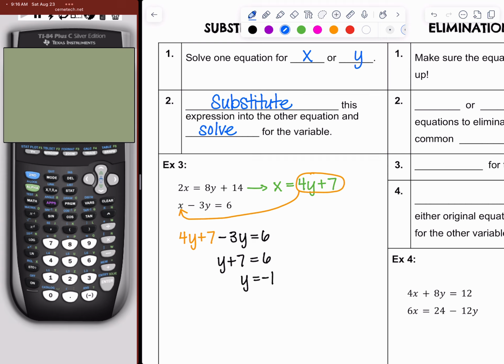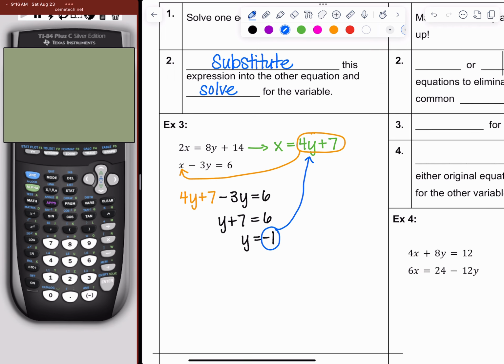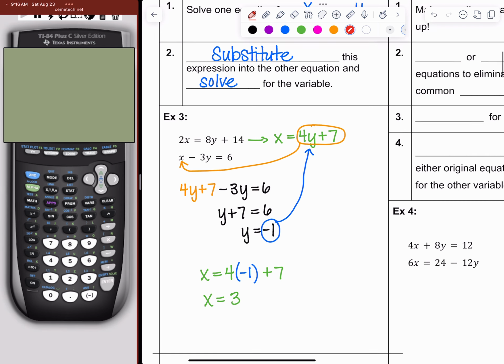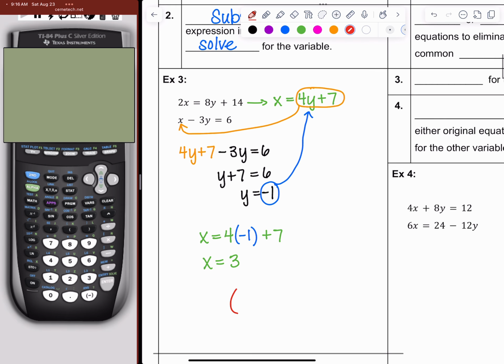All right. So now I take y is equal to -1, and I'm going to substitute that into the x equals equation because it's already solved for x. So that's going to make x equals 4 times y, and y is now -1, plus 7. So that means x is equal to -4 plus 7, which is 3. So our solution in coordinate form will be 3, -1.